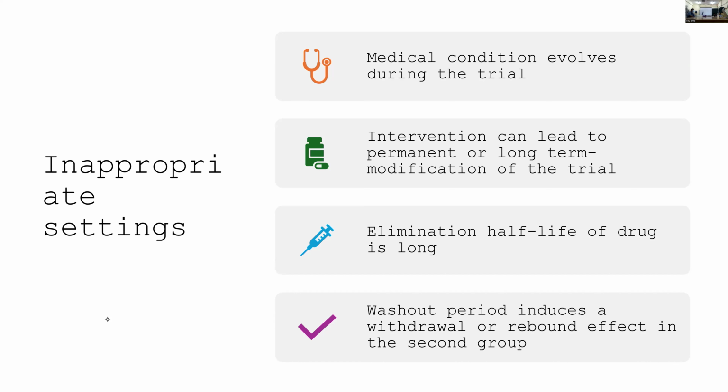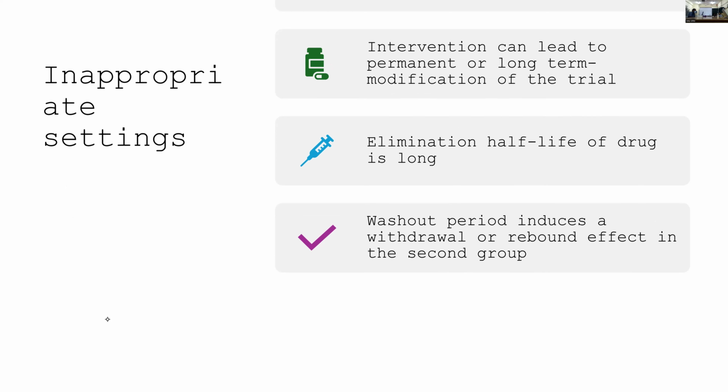And sometimes, if your washout period doesn't stop the withdrawal effect of the first intervention, you can't use it. For example, in a psychiatric trial, if you're giving haloperidol and placebo, if for period A you give haloperidol and period B you give placebo, the minute you stop haloperidol, the patient will have rebound psychosis. So in those cases, you cannot use this kind of a trial.